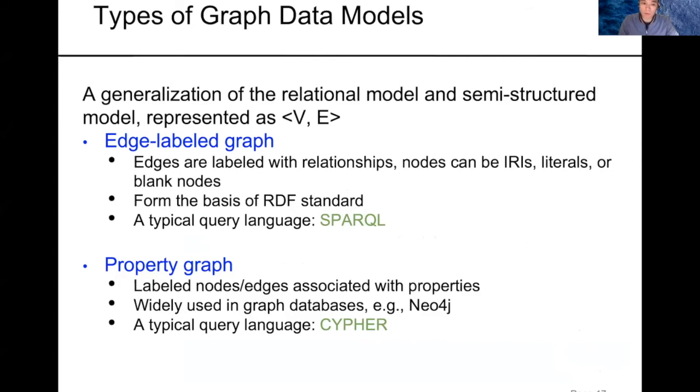The graph data model is normally viewed as a generalization of the relational model and the semi-structured model. It consists of a vertex set and an edge set. Typically, there are two types of graph data models. The first one is the edge-labeled graph, where edges are labeled with relations. Nodes can be any uniform resource identifiers, literals or blank nodes. The second type is the property graph, where nodes and edges are labeled and each is associated with a set of properties.